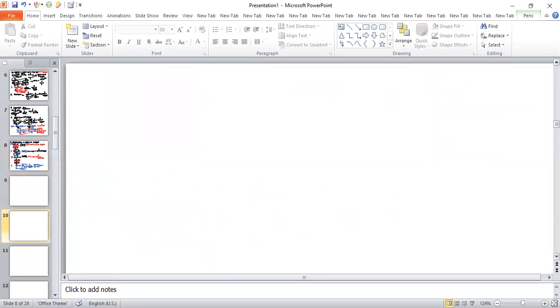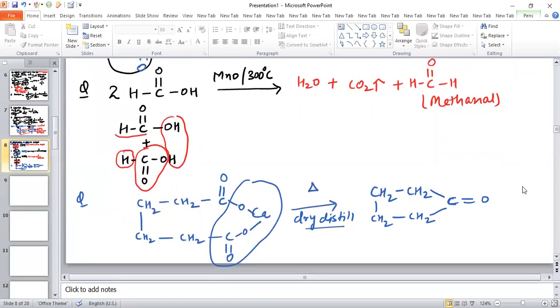Also, you can write this product in this way, like you can see, 5 carbon atoms are present in the ring. This is C double bond O, and this product is obtained. This product we call cyclopentanone. So this is basically the decarboxylation of fatty acids and also dry distillation.